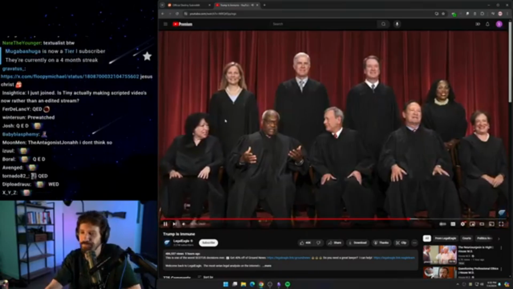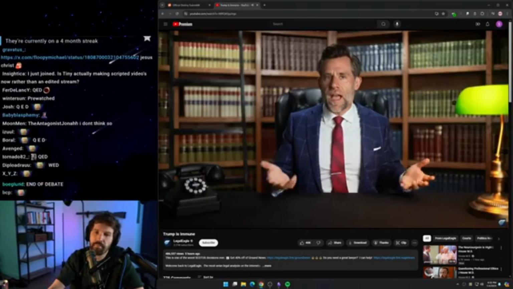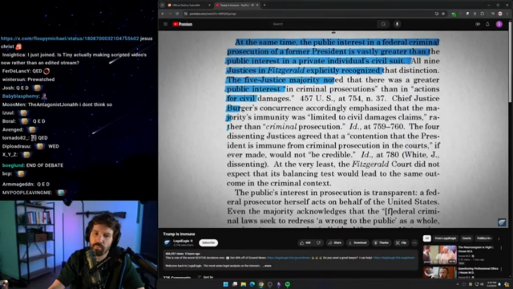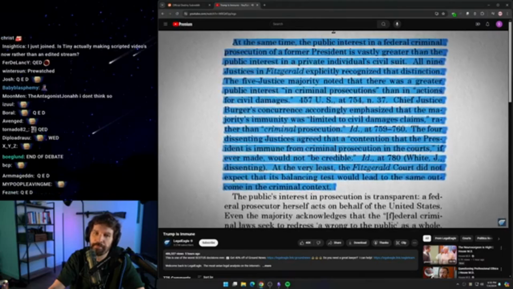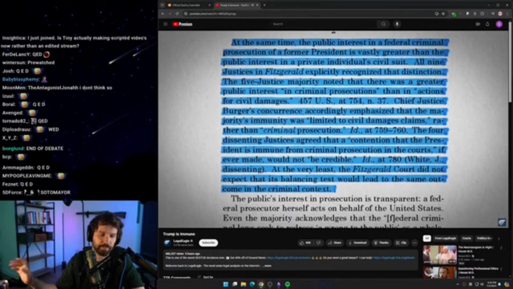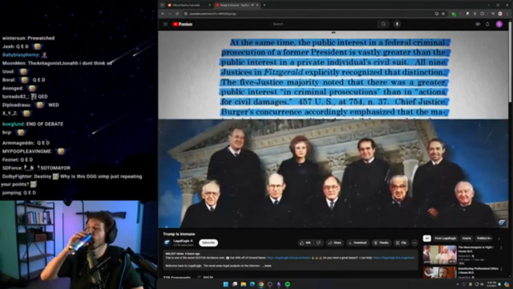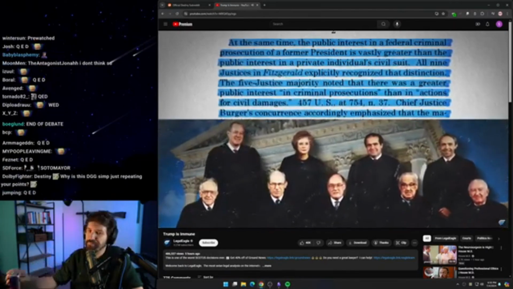And the majority opinion doesn't even address the public's interest in not having a criminal president. As Justice Sotomayor points out in her dissent, the court's precedent suggests that presidents do not and should not have broad immunity from criminal law. Quote, at the same time, the public interest in federal criminal prosecution of a former president is vastly greater than the public interest in a private individual civil suit. All 9 justices in Fitzgerald explicitly recognized that distinction. The 5-justice majority noted that there was a greater public interest in criminal prosecutions than in actions for civil damages.